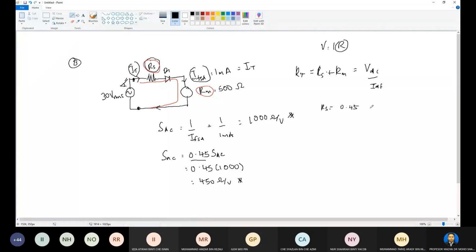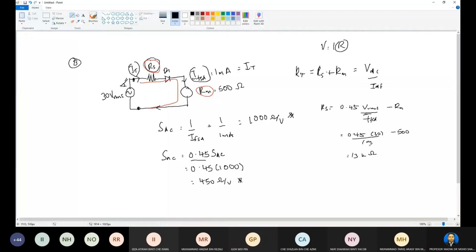V RMS divided by current full scale deflection, minus RM. So 0.45 multiplied by 30, divided by 1 milliampere, minus 500, equals 13 kilo ohms. That is for RS.